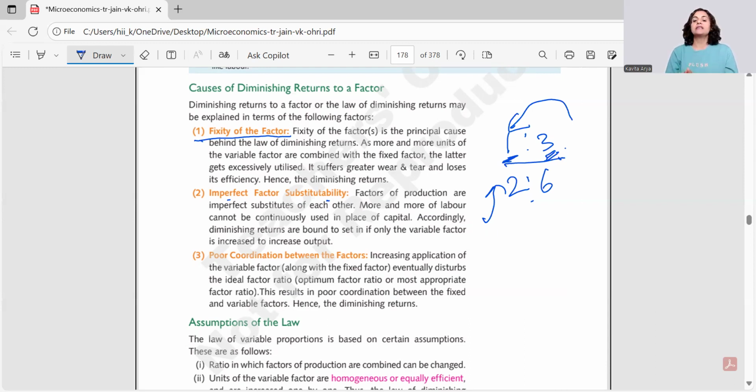By only increasing the variable factors, we cannot increase the output to the required ratio, right? And then the poor coordination, where say 1:3 was our perfect ratio and it went to 1:5. So the extra two people, instead of contributing, are creating troubles for others who are at work. So this is the poor coordination. And hence this leads to diminishing returns, and even if we go beyond that, they lead to negative results, right?